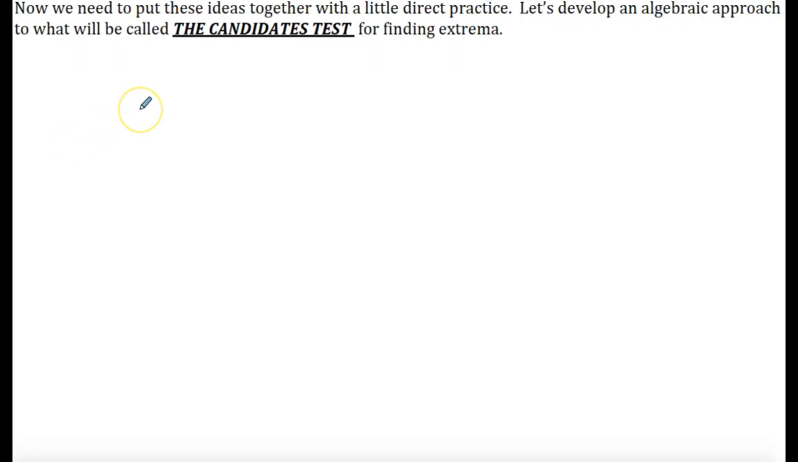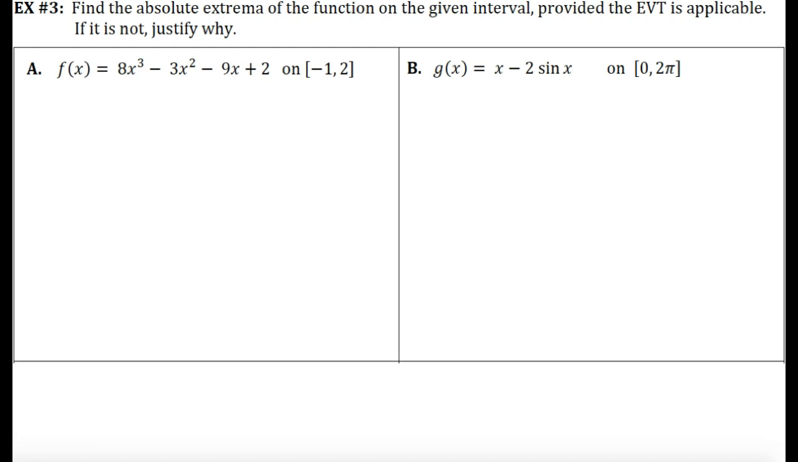What we want to do when we're performing the candidates test is find where all of those places are. Take the endpoints, where the derivative equals 0, and where the derivative is not defined, and test them. Take those values and plug them into my original function and see which one gives me the absolute min and the absolute max. So let's try an example here. In A, I know that my two endpoints are at x equals -1 and x equals 2. Those are two values that I'm going to have to test.